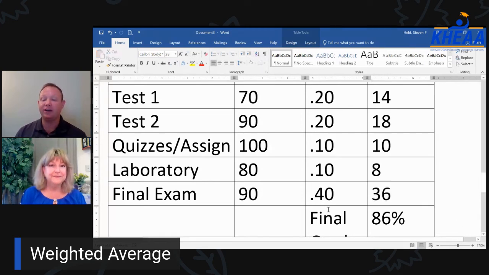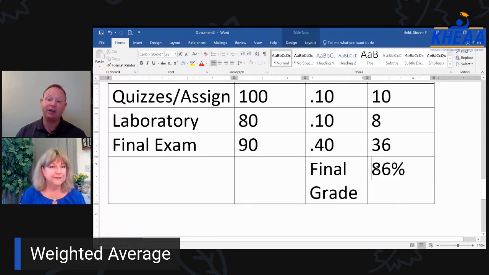Right. It's very important to look at those weights. Now, you get the final grade points, 14 plus 18 plus 10 plus 8 plus 36. That gives us our final grade of 86. That means you got 86% of all the points possible in that class.